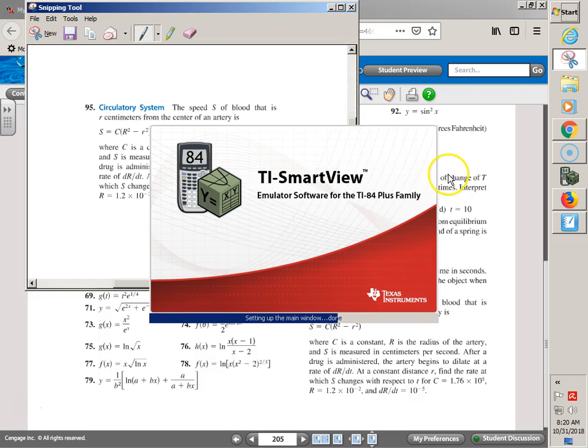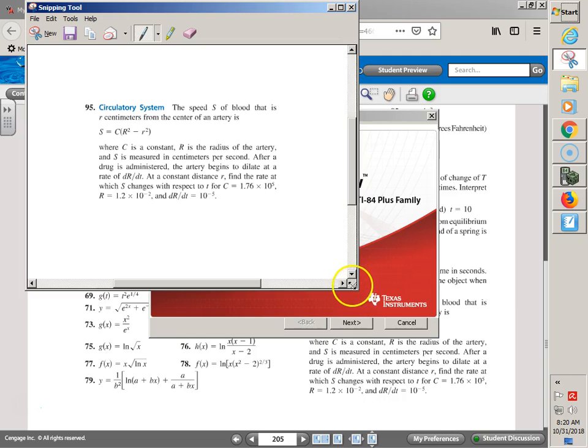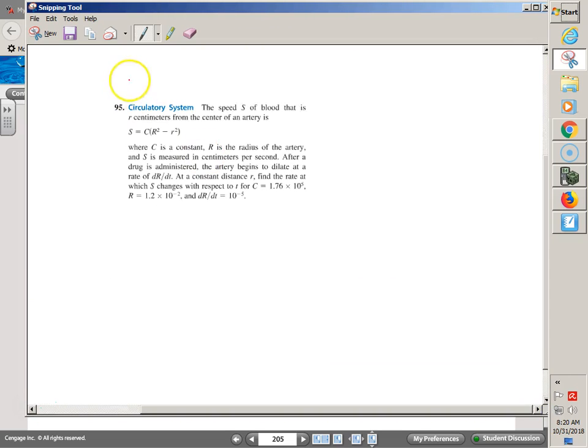The speed of blood, that is r centimeters from the center of an artery. Okay, great. That's good information and all, but I have a formula. Cool. What do they tell me about the formula? dr dt is a thing at a constant distance. Ooh, that's important. Find the rate at which s changes. And then they give me all these clues. Okay, so what am I trying to find? They actually wrote everything in terminology language, except for the find. So what's the find, guys?